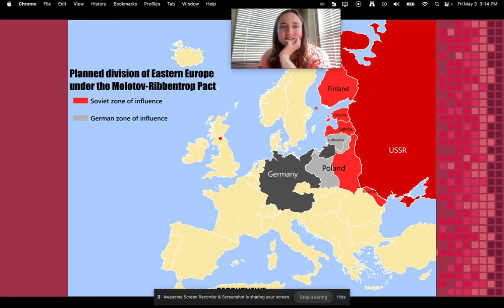So as you can see here on this map, there is kind of a plan between the Soviet Union and Germany. So Germany would get this half of Poland. Russia would get the eastern half of Poland.